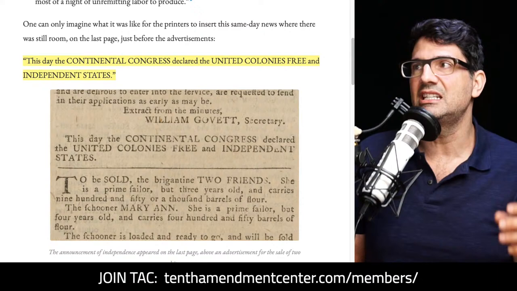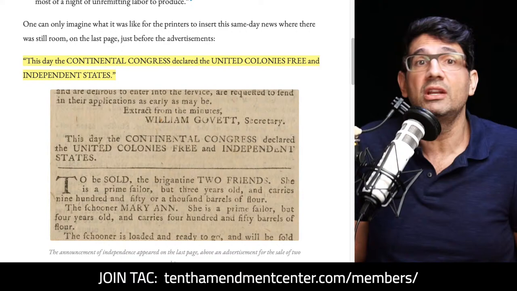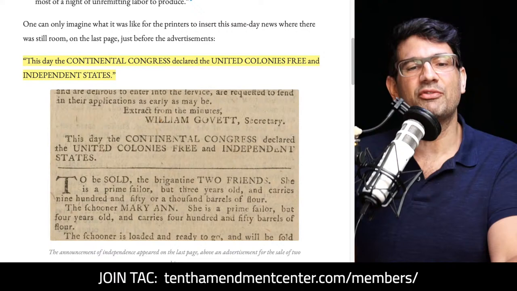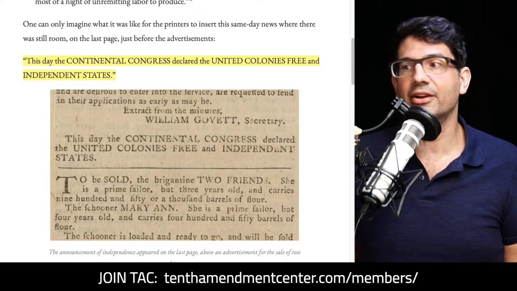And there were some other papers that started to pick up on this the following day going forward. So here, even the local press, which I don't think was an enemy of the people at that point, at least not the Pennsylvania Evening Post, declared on July 2nd that the Continental Congress declared us free and independent states.